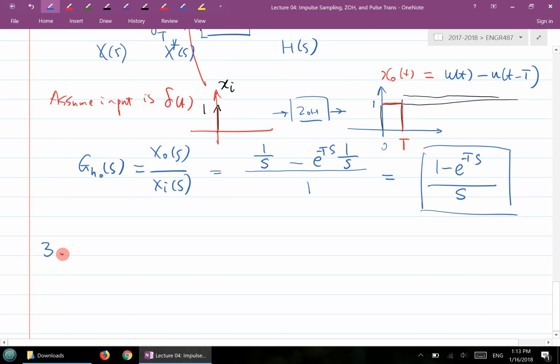All right. So let's continue to the third concept, and now we're coming to the actual topic: pulse transfer function. I often just call it PTF. So how do we derive a pulse transfer function?